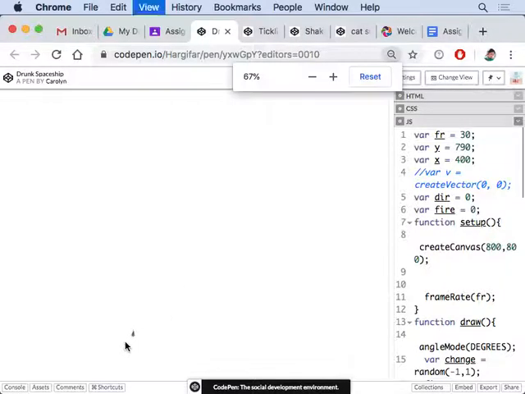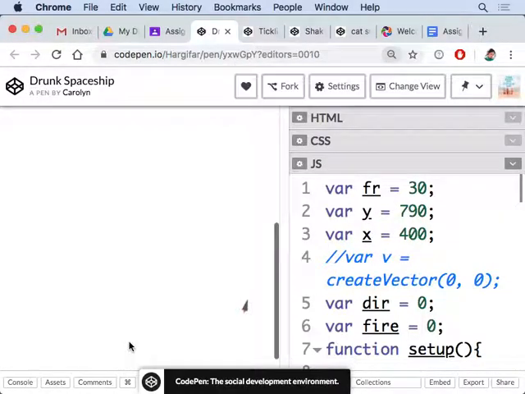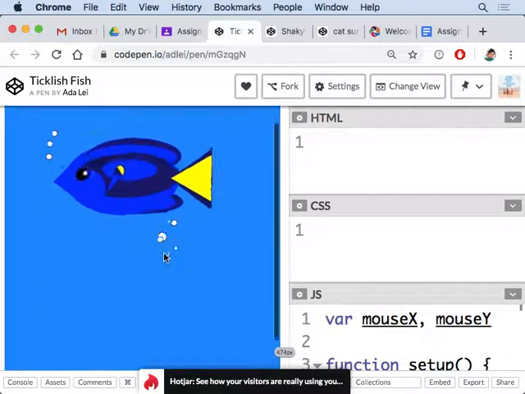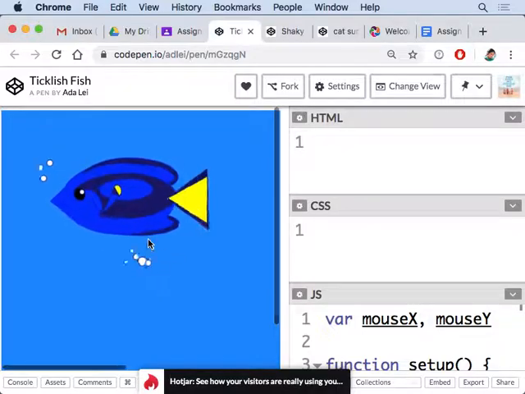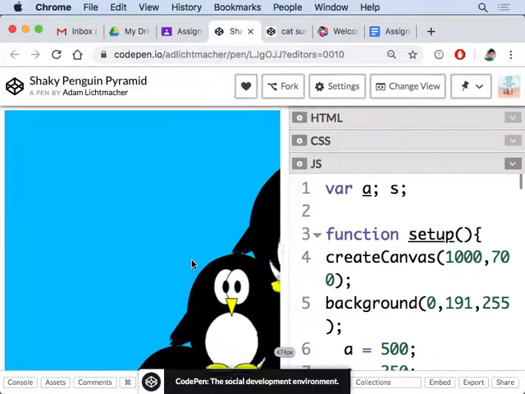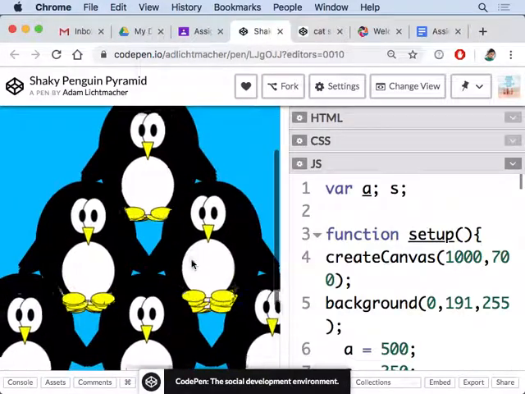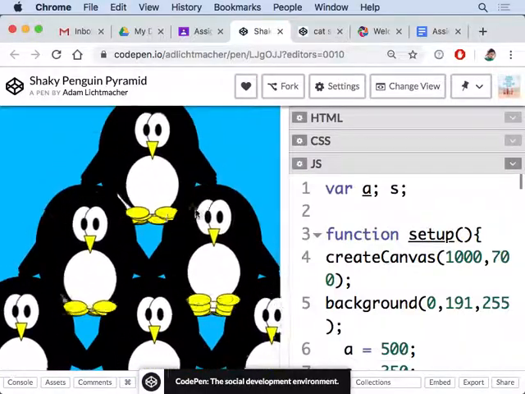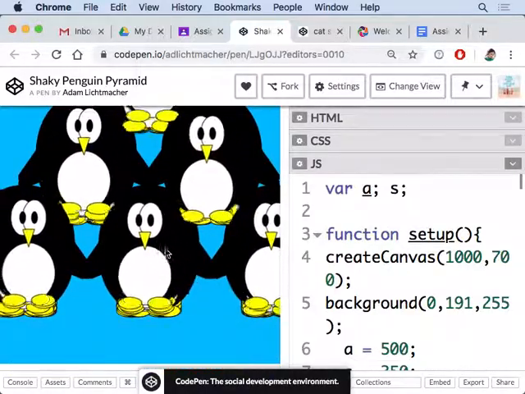Here, it's a very minor detail. Look at this shape. Okay, notice it gradually goes up. This student called it a drunk spaceship as it gradually finds its path up the page. And then here is the ticklish fish example. Notice the bubbles follow the mouse, and also this thing. And then you have a bunch of shaky penguins in a pyramid. Yeah, they're being drawn many, many times.